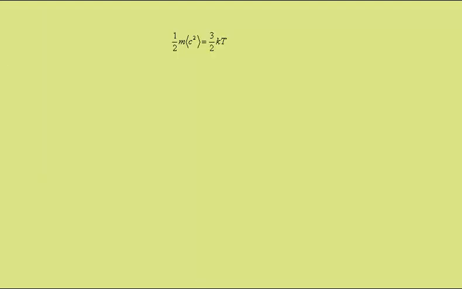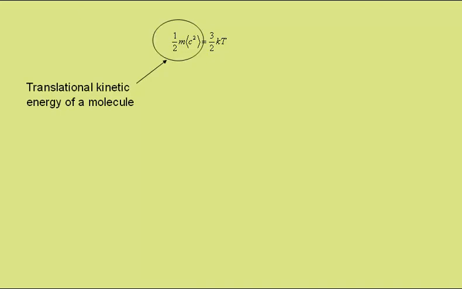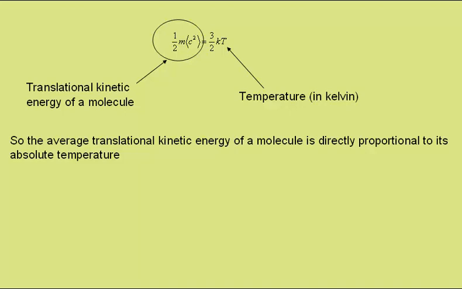I've copied that expression across to the next slide, and the left hand side here is the translational kinetic energy of a molecule. Translational kinetic energy, it's energy due to motion in a line rather than rotation. The right hand side is a constant multiplied by the temperature in kelvin. So the average translational kinetic energy of a molecule is directly proportional to its absolute temperature.